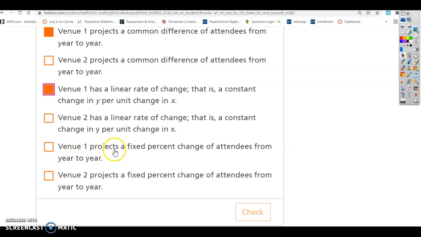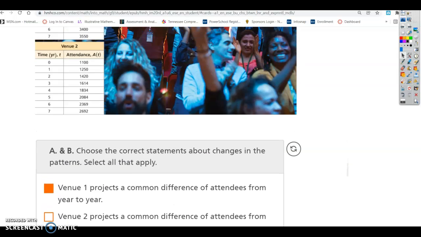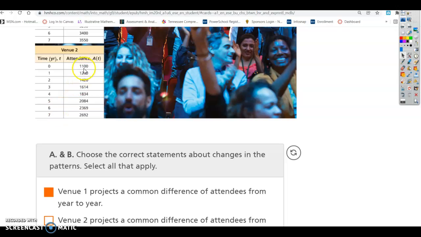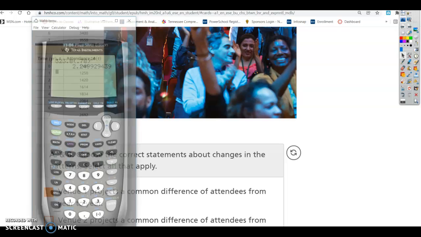Alright, so venue 1 projects a fixed percent change. That is not true. Venue 2 projects a fixed percent change of attendees from year to year. So could we find a percent change? That means this one could be exponential. That is probably true.